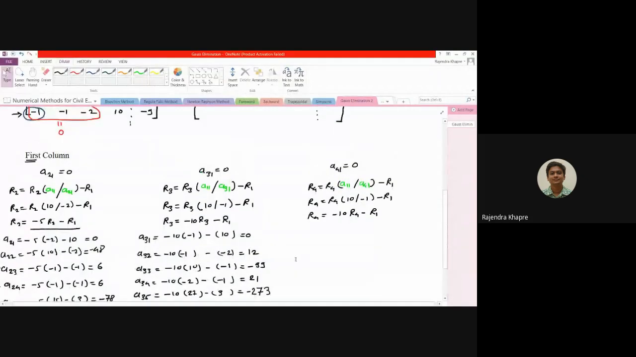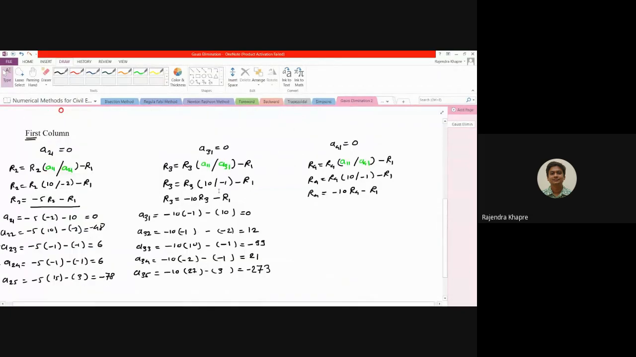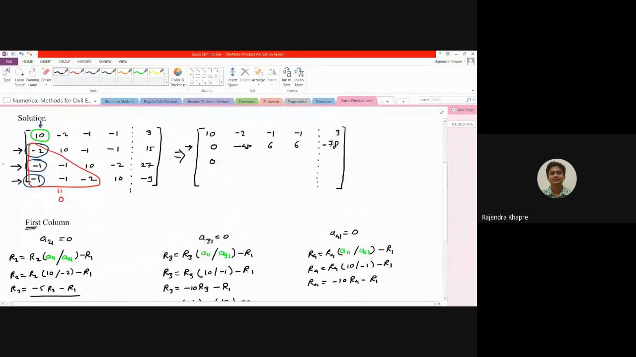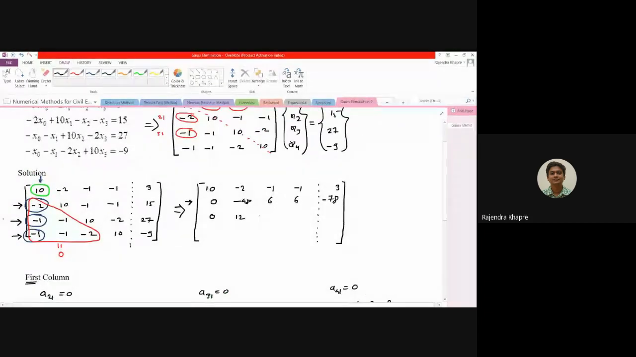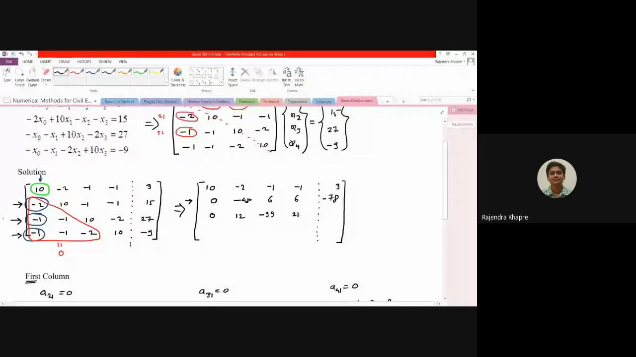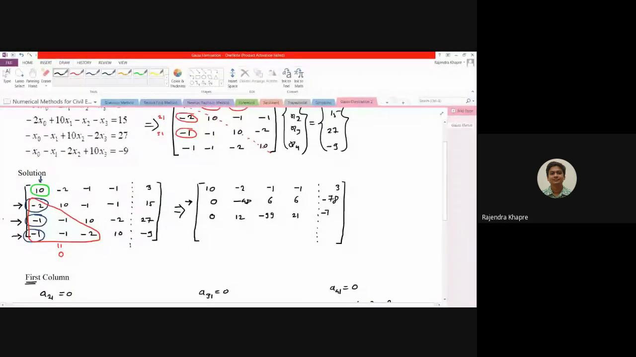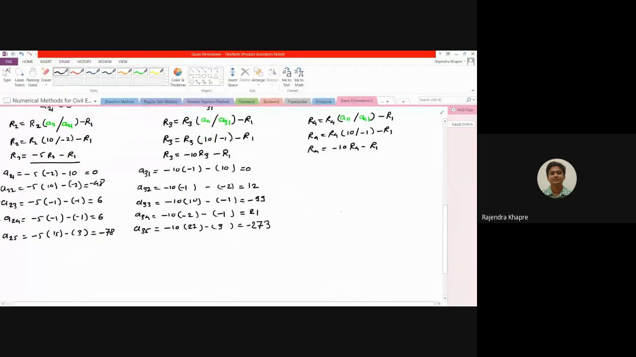Okay, so in order to convert this to 0, we have obtained this is 0 and this is 12, I suppose. Then we have minus 99, then we have 21 over here, and then we have minus 273. Is it correct, student? Are there no calculation mistakes?